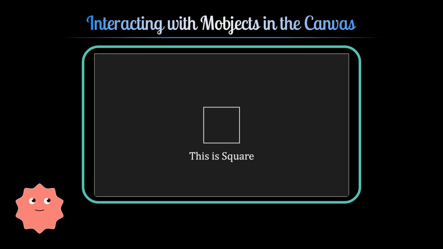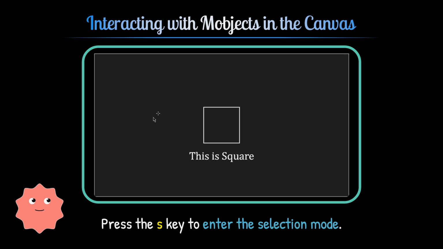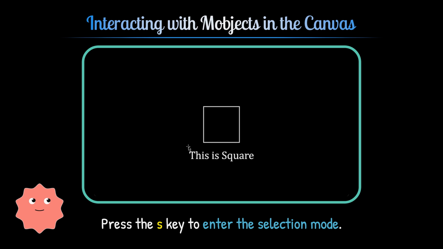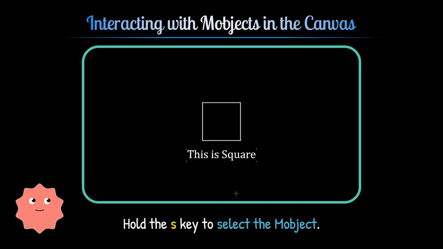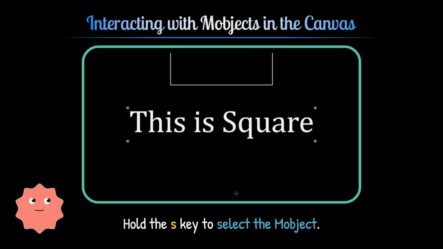Suppose I want to move this text anywhere on the canvas. And to do that, first we need to enter the selection mode by pressing the S key. You will notice a crosshair appears. It indicates that we are in the selection mode. And now, if you hold the S key while moving the cursor around an object, you will notice these 4 dots appear, which indicate what objects are currently selected.